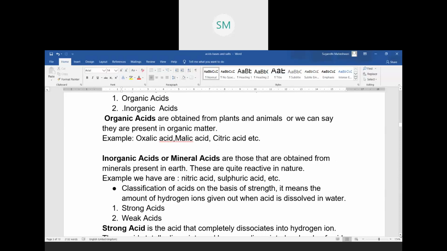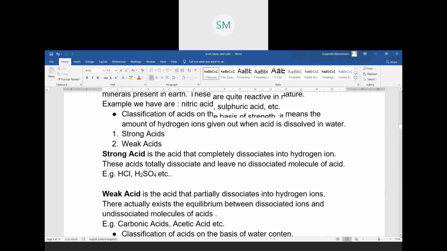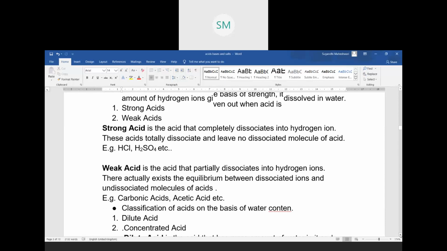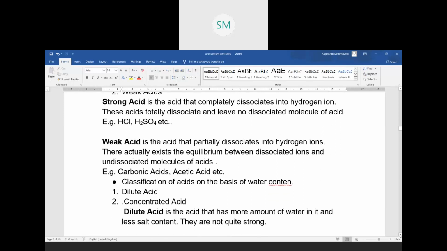Now, the second classification is on the basis of strength, that is strong and weak. Strong acids give a large number of H+ ions. That is, they dissociate completely to give H+ ions. But weak acids do not dissociate completely. They are partially dissociated, so they will furnish fewer hydrogen ions.